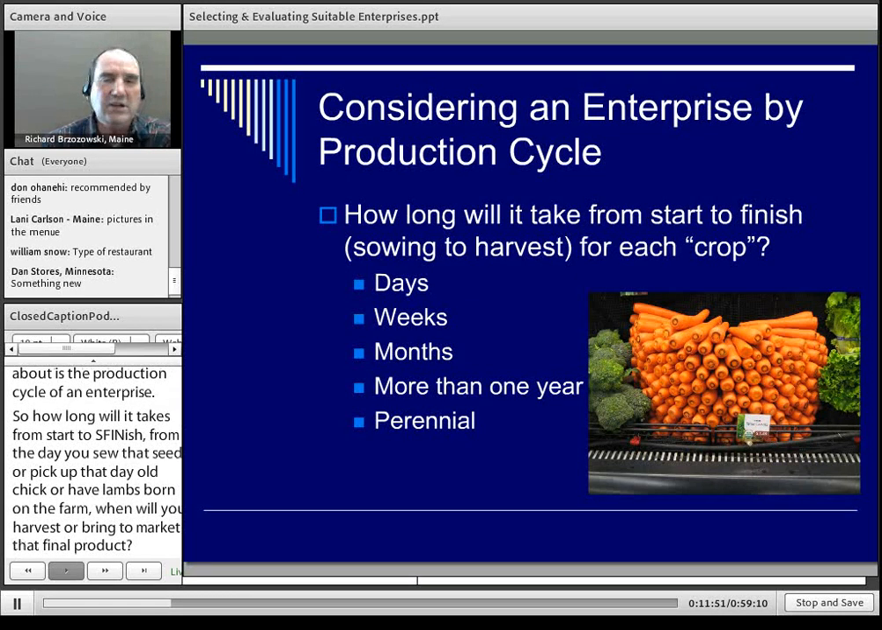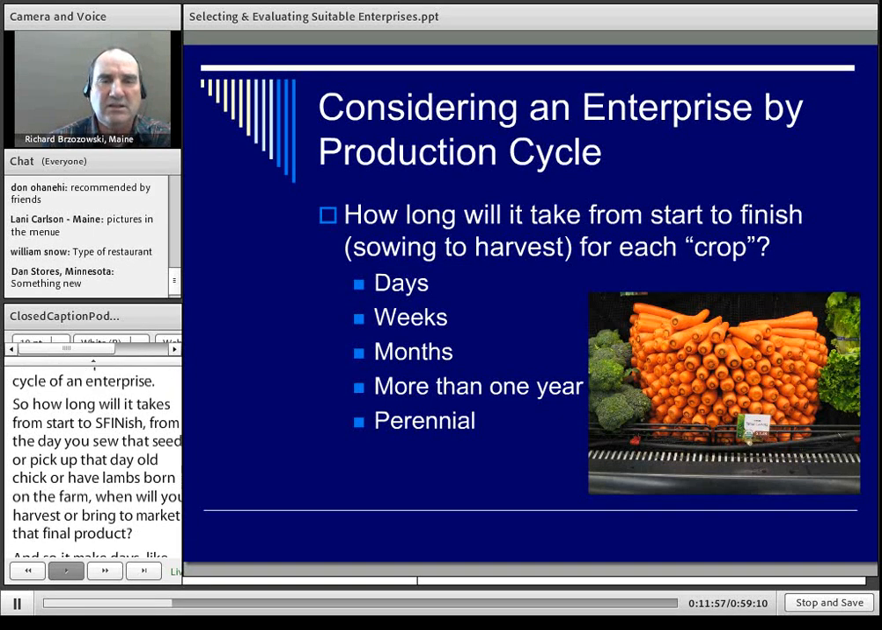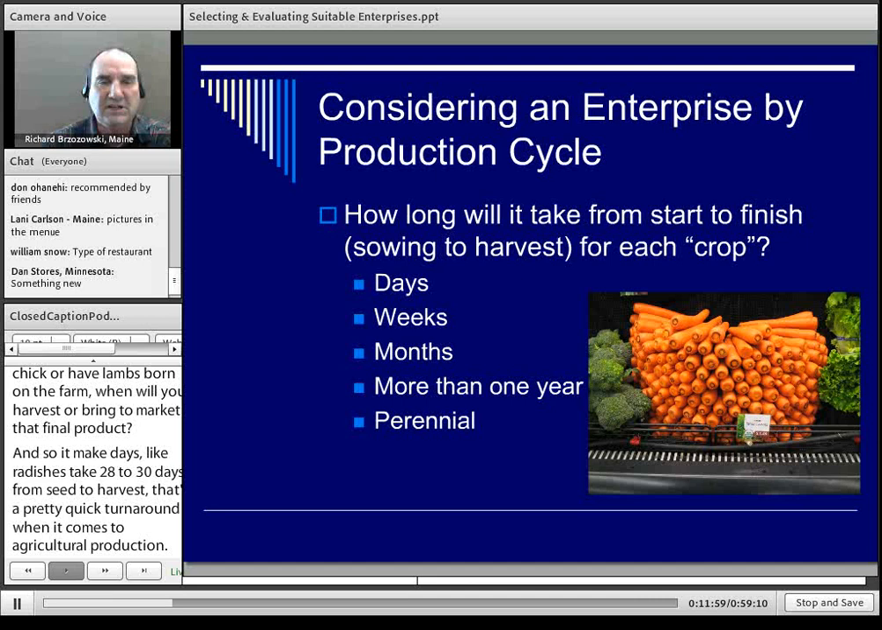Or it might take weeks. In the next slide, you'll see how I've broken down some livestock enterprises and the amount of weeks or months that it takes from day one to harvest date. But as you look at that enterprise production cycle, you're going to think about how long is it going to take before I get some money back on my investment. So some things will take more than a year.